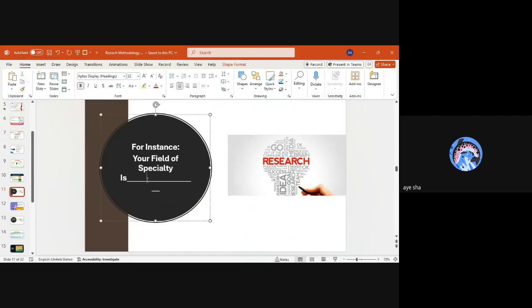Now, I would like anyone amongst you to tell me just an example of what you want to do research on, or what is your field of specialty? Something very general, because maybe the other people are not related to that field, so they can understand easily. If you're interested, anyone amongst you. Forestry. Alrighty.